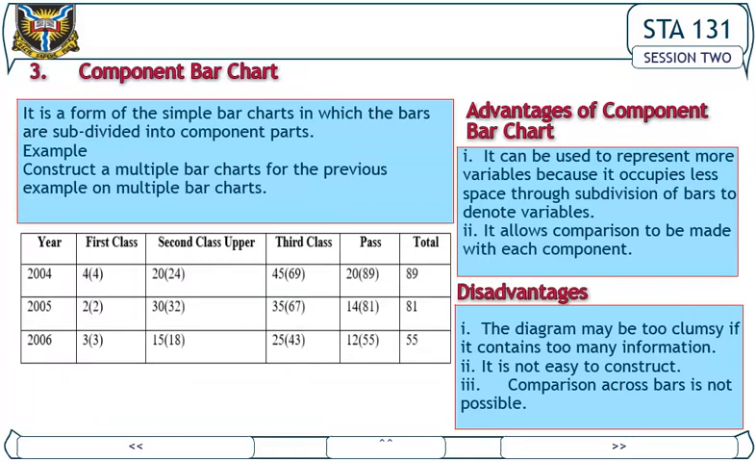3. Component bar chart. It is a form of the simple bar chart in which the bars are subdivided into component parts. Example: construct a component bar chart for the previous example on multiple bar charts. Advantages of component bar charts. 1. It can be used to represent more variables because it occupies less space through subdivision of bars to denote variables. 2. It allows comparison to be made with each component.